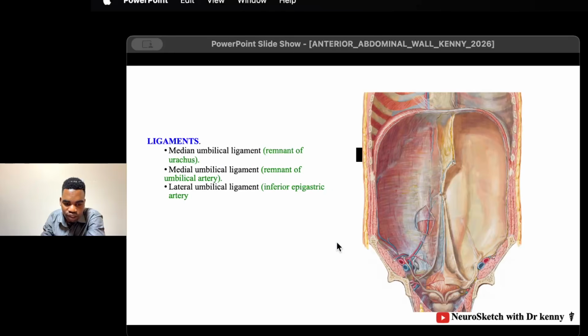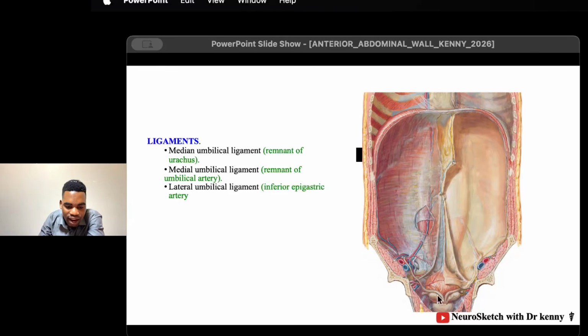Let me use this picture here. So we have these ligaments here. They are called umbilical ligaments. You see, you have the median umbilical ligament, the medial umbilical ligaments, and the lateral umbilical ligaments. So they are umbilical, meaning they are related to the umbilicus. And what was the function of the umbilicus? To connect the mama and the baby.